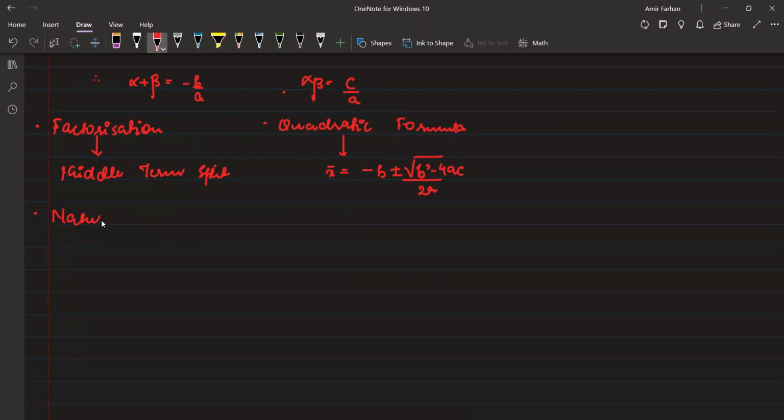Let's talk about the nature of roots. Nature of roots basically gives you the idea what kind of roots will be present for an equation, whether they are equal and real, whether they are real and distinct, or not real. So basically three conditions are there. It depends on the discriminant. Discriminant is a parameter which defines the nature of roots.